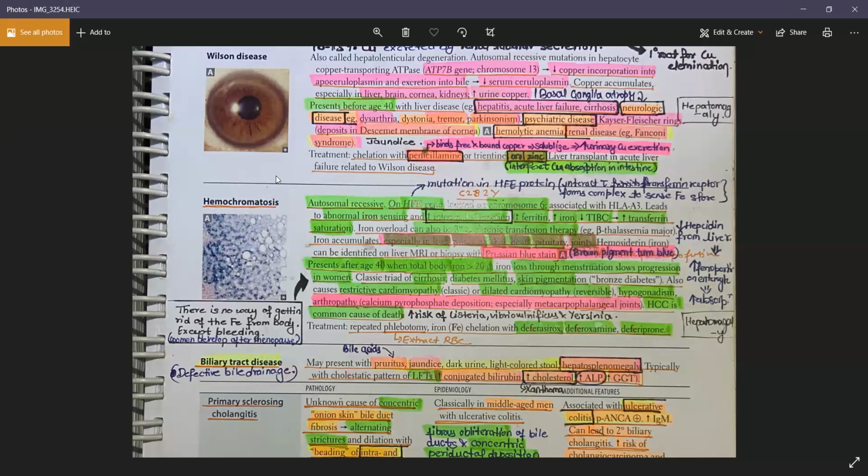Stephen will ask you why the females have a late progression of the disease. It is because of the bleeding. It is because of the menstrual cycles, right?